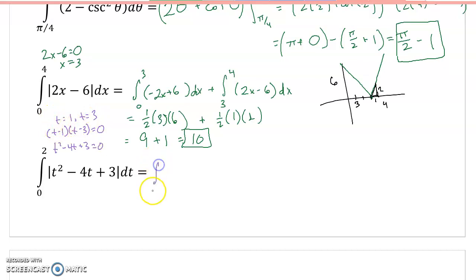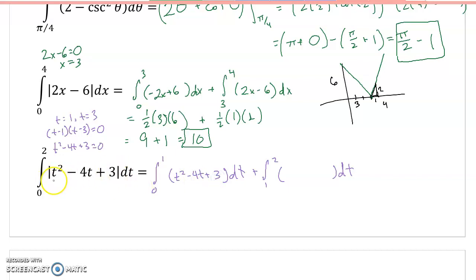So we're going to break this up into two integrals from 0 to 1 of something. We don't know quite what yet. It's either our original argument or negative our original argument. And then also from 1 to 2. So the question is, is that argument positive or negative when t equals 0? Well, 0 minus 0 plus 3 is positive, so we're actually going to keep the positive version here.